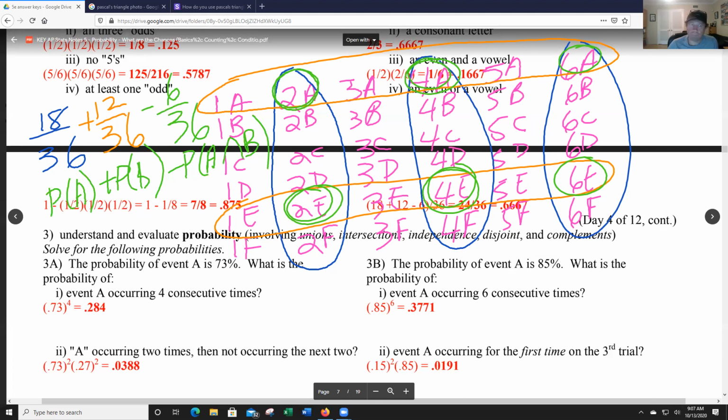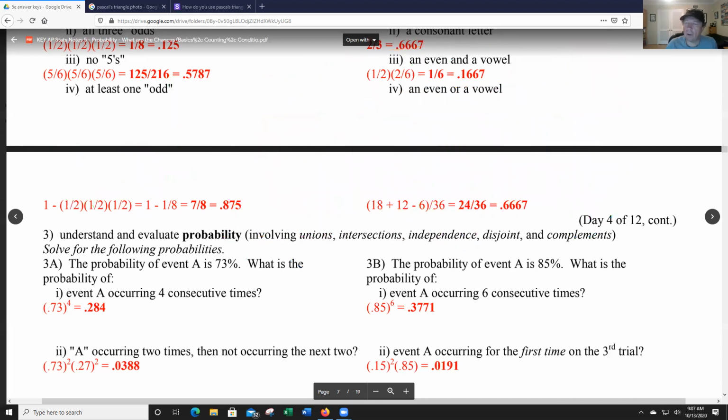All right, so let's do it a different way. Let me clear this. An even or a vowel. I know that rolling the dice is independent. So the chances of me getting an even number was 18 out of 36, which I'm going to write as 1/2.